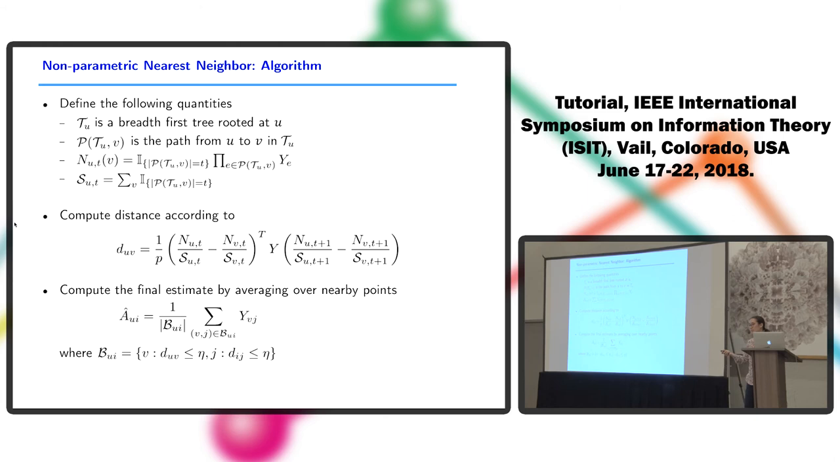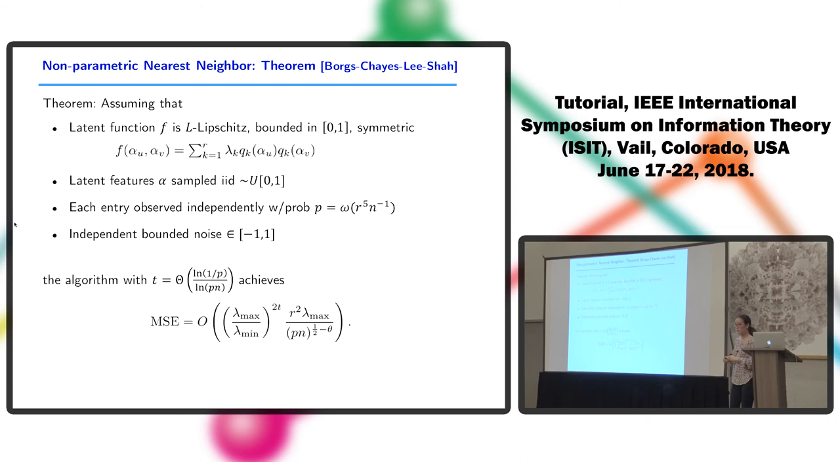Okay. So our theorem statement looks pretty similar to the first one. We assume the function is Lipschitz. It's bounded. We'll assume it's symmetric just for simplicity, but there's an asymmetric version as well. But additionally, to analyze this neighborhood growth, we need to assume that the function has this nice spectral decomposition with rank R. And then, again, our latent features are sampled IID. Each entry is observed independently, and we have independent bounded noise. And again, we can show that with the appropriate choice of this depth T, the mean squared error converges to zero.